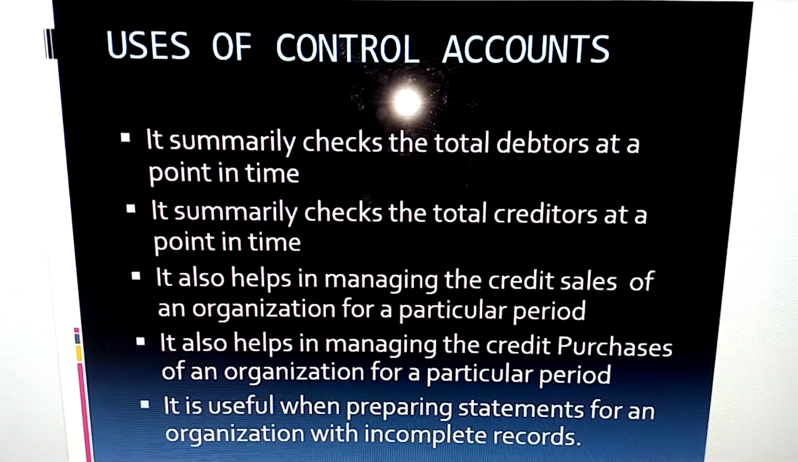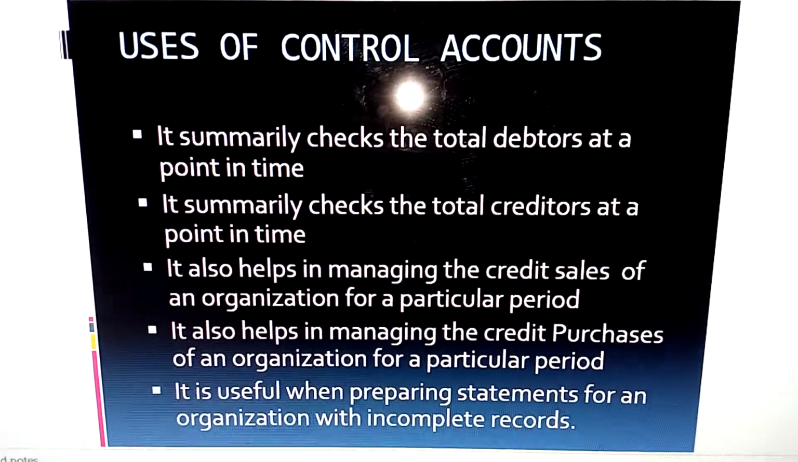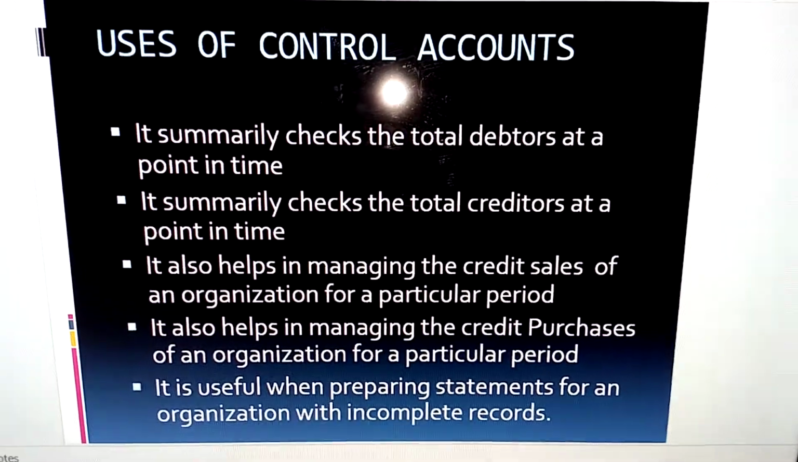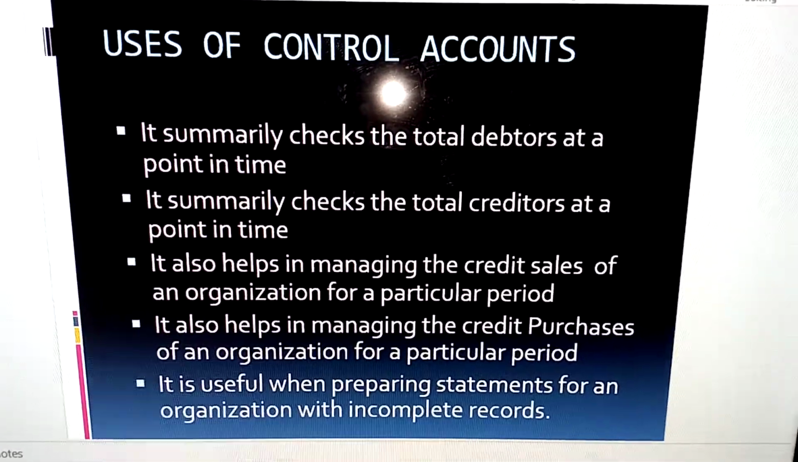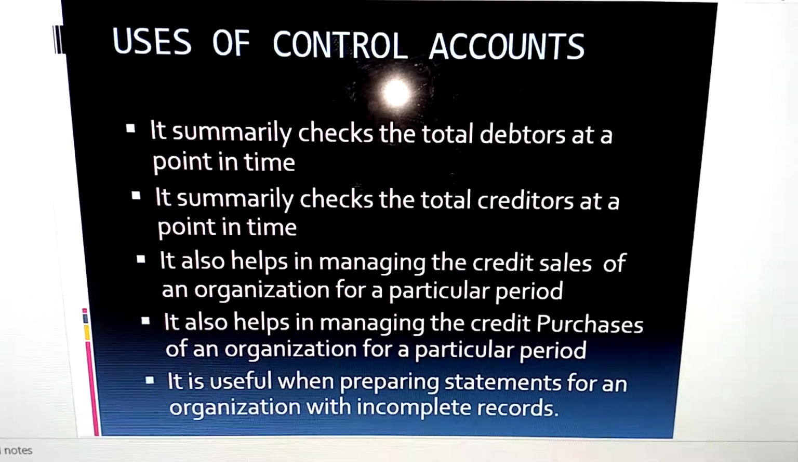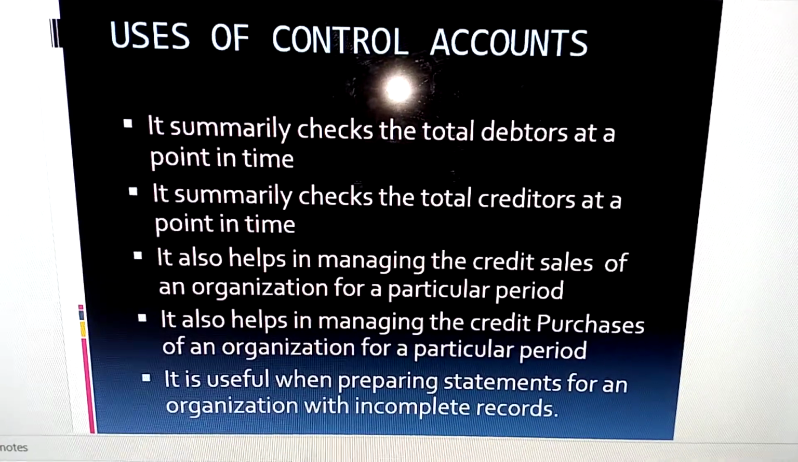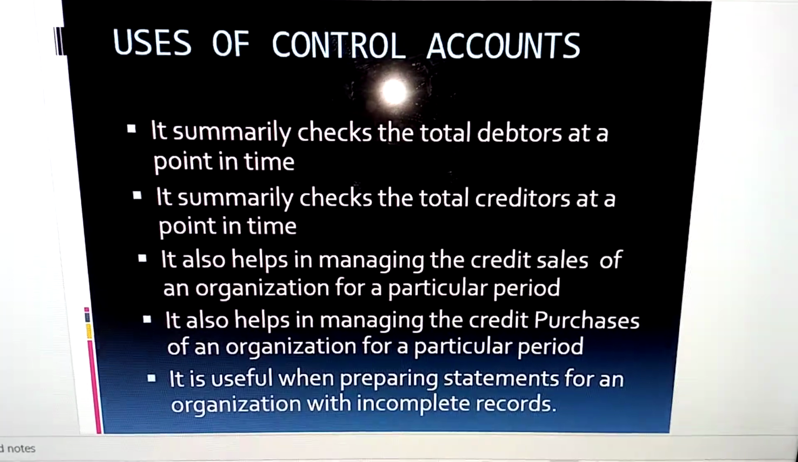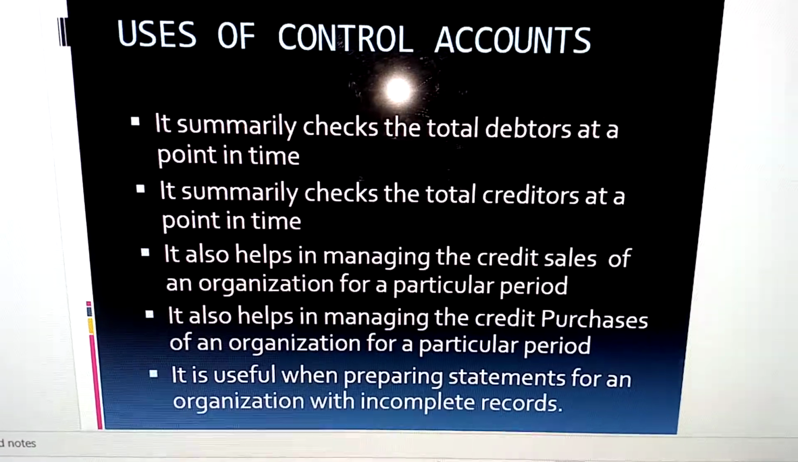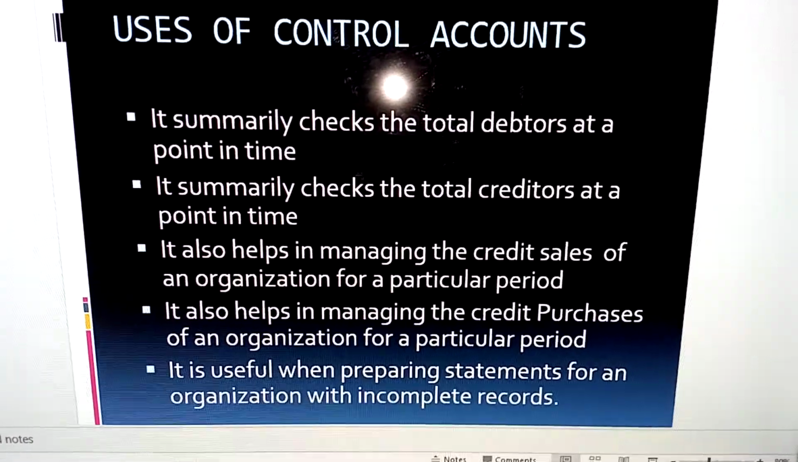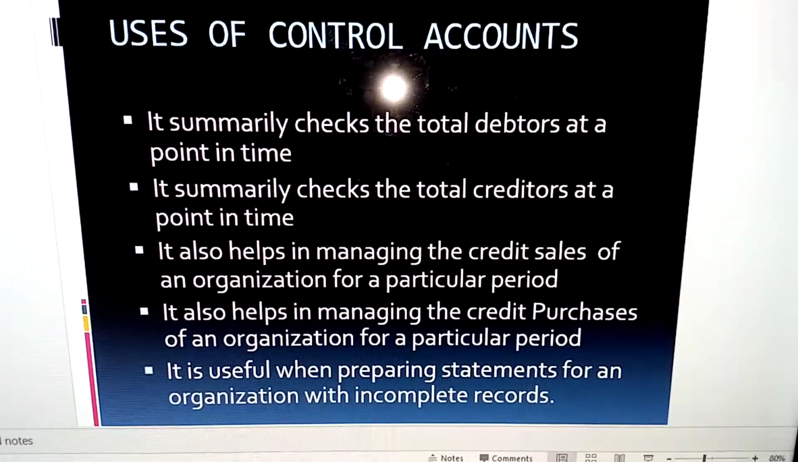Now, having established that the control account helps to summarily check the credit sales and credit purchases as it affects debtors and creditors, then it means that we can identify the uses of control account. The first one here is to summarily check the total debtors at a point in time. With the help of the control account, the debtors balance can be checked in total at any point in time. Here, you can easily test the total debtors of the business at a particular point, despite the fact that you might have more than one debtor.